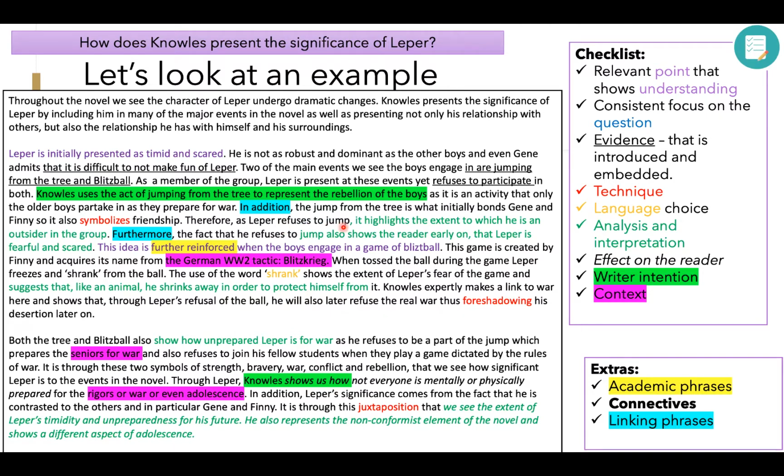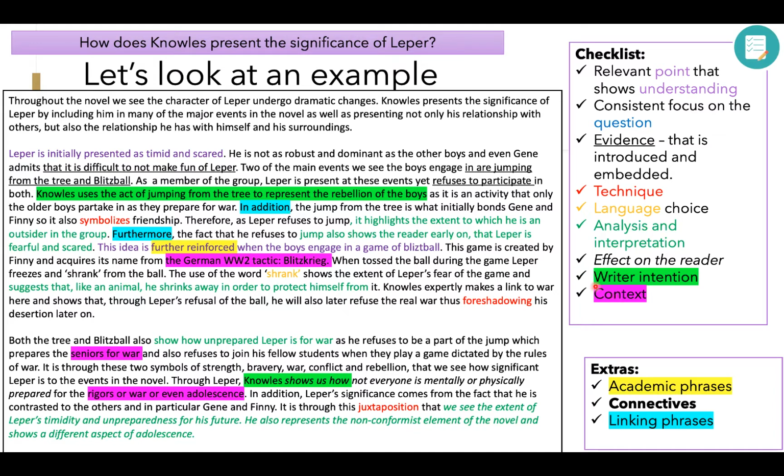As Leper refuses to jump, it highlights the extent to which he is an outsider in the group. Furthermore, the fact that he refuses to jump also shows the reader early on that Leper is fearful and scared. So here I am not only interpreting but going back to my own point. This idea is further reinforced when the boys engage in a game of blitzball. This game is created by Finny and acquires its name from the German World War II tactic Blitzkrieg.